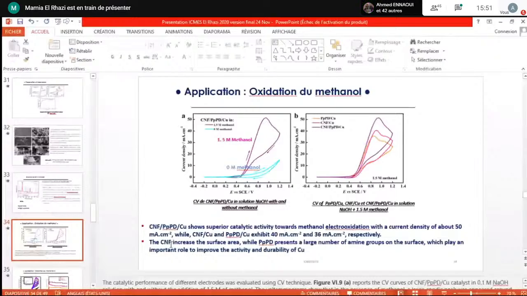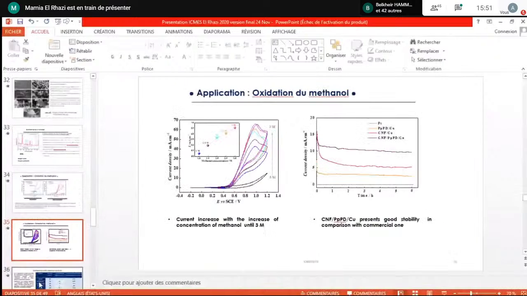Of course, here it's the concentration. The figure presents the variation of the concentration of methanol, and we can see that we can reach a concentration of 3 molar of methanol. We can oxidize 3 molar of methanol, and also the durability was tested using the chronoamperometric method, and we can see that we have good stability in comparison with commercial platinum. Here is the commercial one. We can see that we have higher current density and more stability over 6 hours.